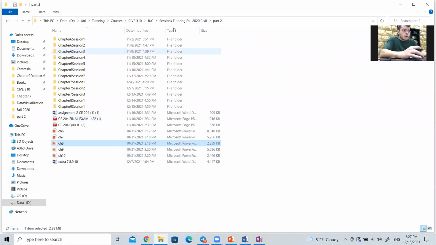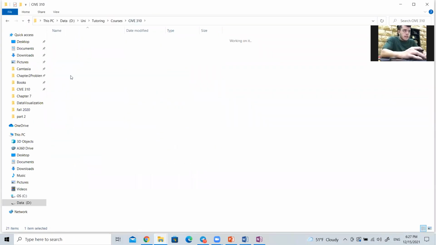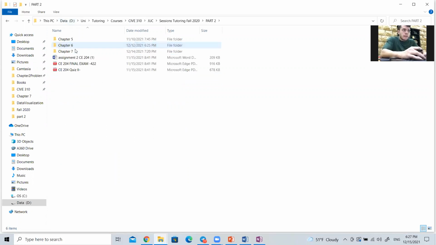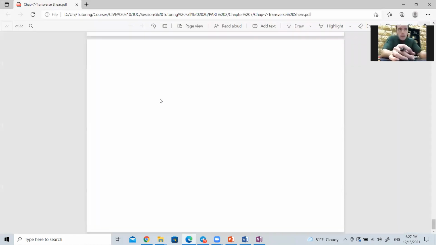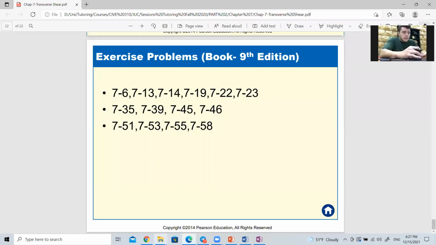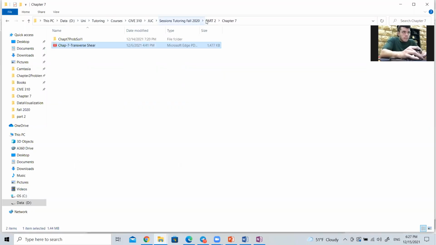In this session I will continue the exercises of chapter 7 that we started yesterday, and maybe I will start with the last concept of the transverse shear, which is shear flow. We told you there is still one concept left, but let me see where we got to yesterday.